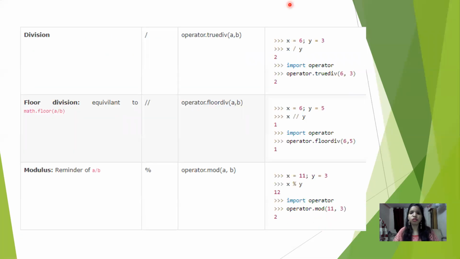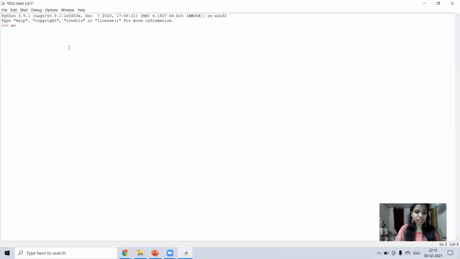So open your Python window and you can do it in parallel. Now suppose I am giving a equals 5, b equals 2. Now a plus b... oh sorry, I have given a equals b, that is taken. Now I'm again giving different inputs. a equals 6, b equals 3. Now a plus b, 6 plus 3 is 9.